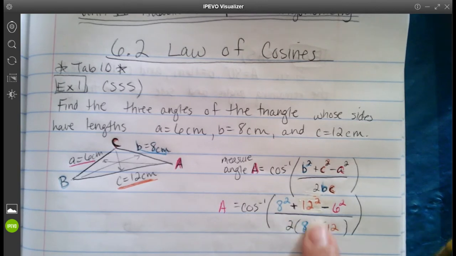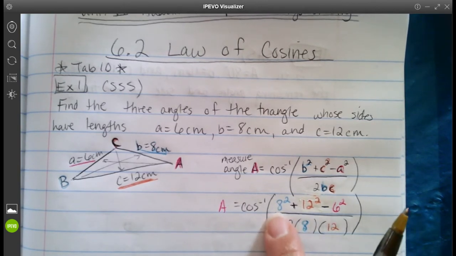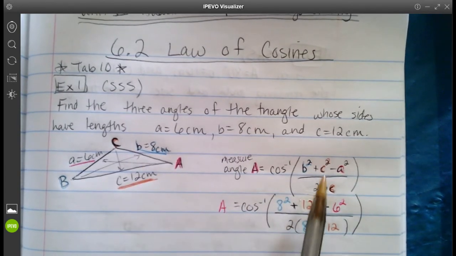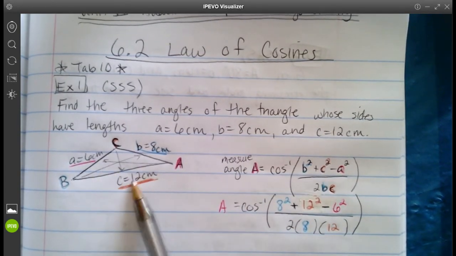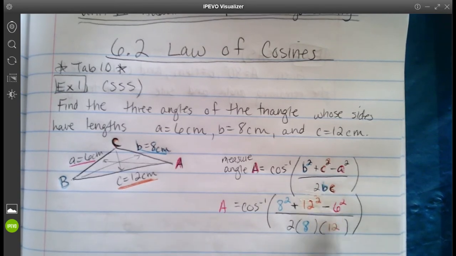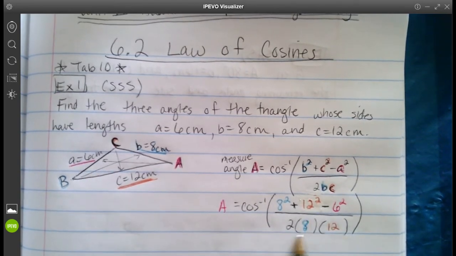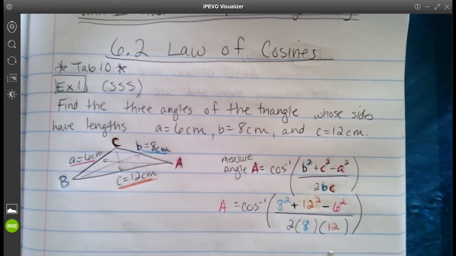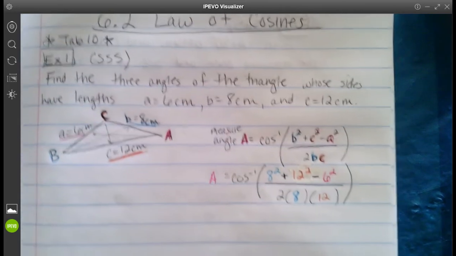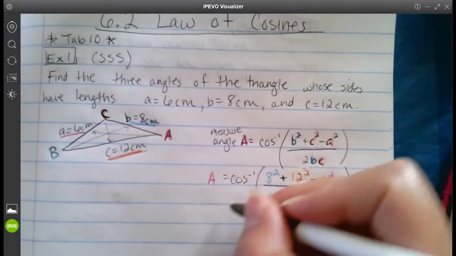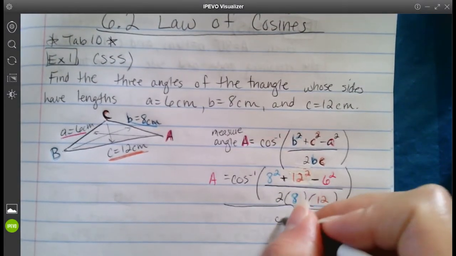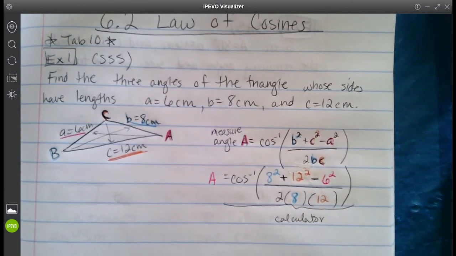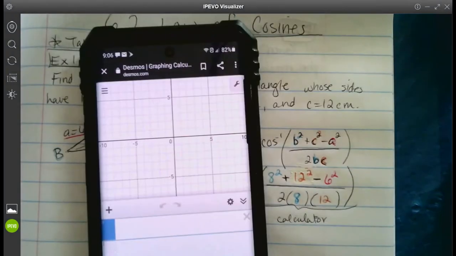Okay, so I went ahead and just wrote everything out to save some time here. So we have b squared, which is going to be our 8 over here, 8 squared, plus c squared, which is 12 squared, because that's our c value, minus the a squared, which is 6 squared, all over 2 times bc, so 2 times 8 times 12. And that's it. This is basically a calculator operation at this point. So we take all of this and plug it into our handy dandy Desmos or whatever calculator you're using at this point. So here is my calculator.